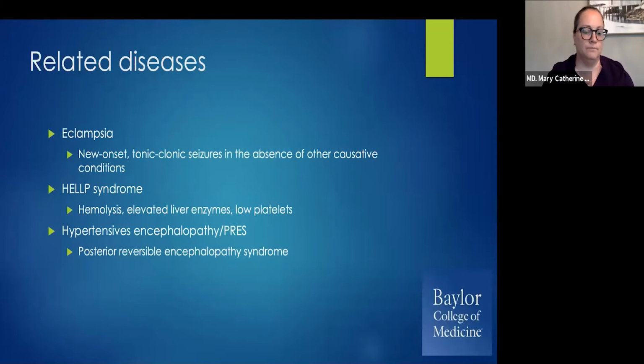And then hypertensive encephalopathy, and there's various terms for this. One is PRES, or posterior reversible encephalopathy syndrome, which are more specific neurological manifestations related specifically to the hypertensive process in the brain. And so I consider these all diseases that are related to preeclampsia and perhaps on the more severe end of the preeclampsia spectrum. And we won't have time to go into all of these in detail, but I will talk more about eclampsia later in the talk.